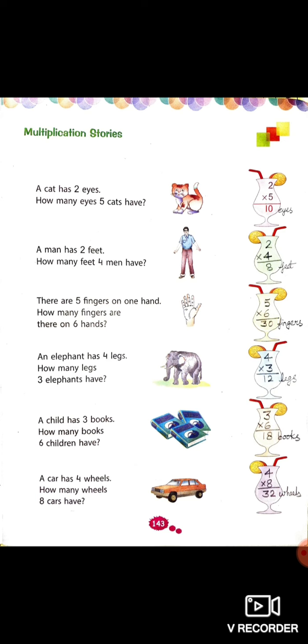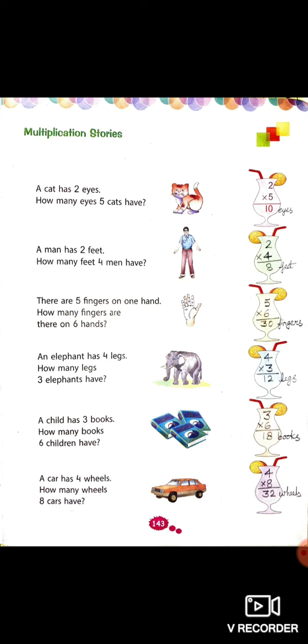So what you have to do? You have to do multiplication here. So what you will write? First you will write 2 multiply by 5. What information is given, that you will write at the top, then you will make the symbol of multiplication and then you will write the number that is asked, that is 5. Now you will read the table of 2, 5 times. So what is the answer? 2 5s are 10. So 10 eyes. So 5 cats will have 10 eyes.